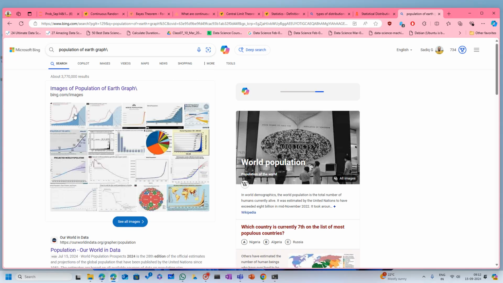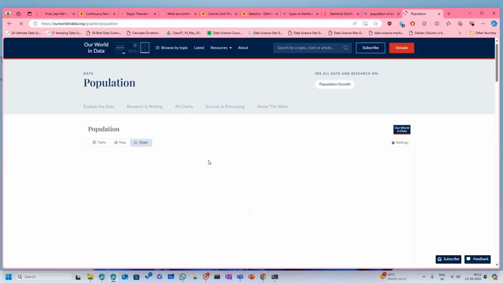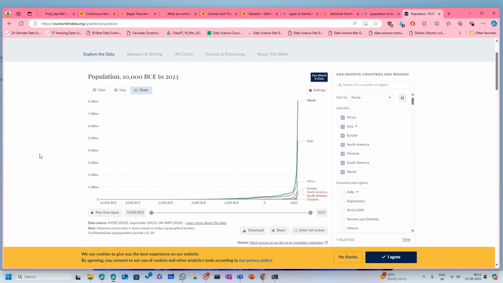For example, the population of earth graph. If you notice, there is an interactive graph also. If you see the chart, as per science, the world population was very, very low until 2000 BC. Even till 0 AD, the world population was only in millions. But only after the industrial revolution, the population started climbing. All of a sudden it increased, right? These types of distributions where you see that the values immediately increase are called exponential distributions.